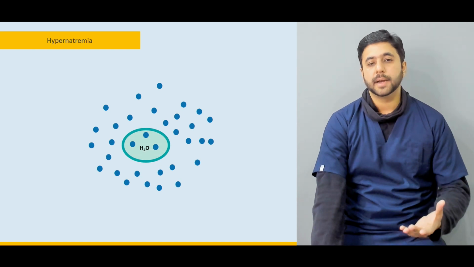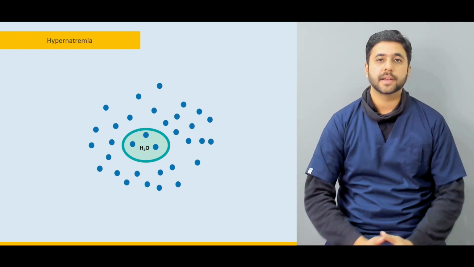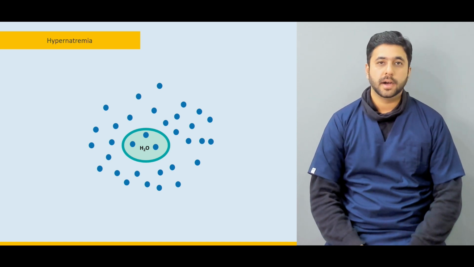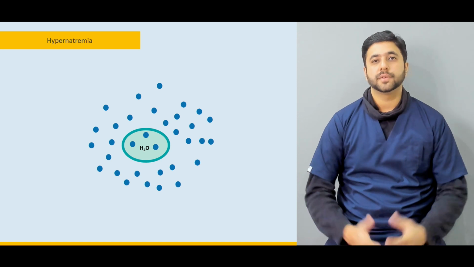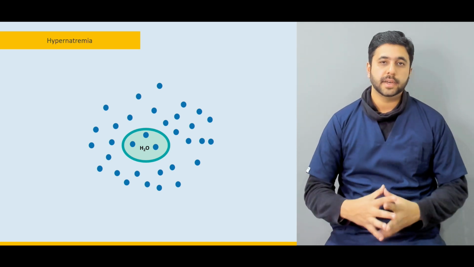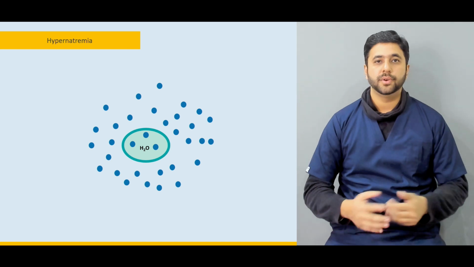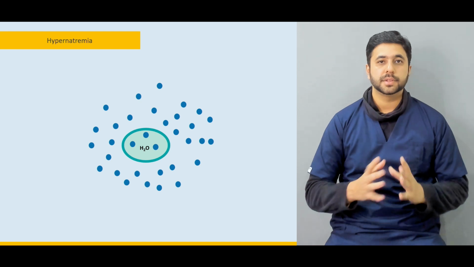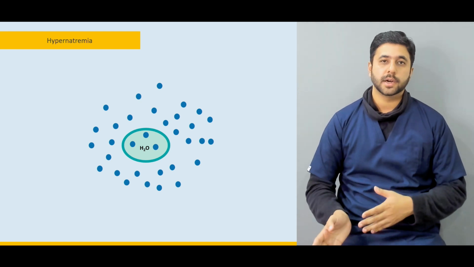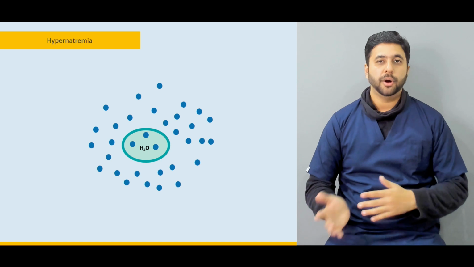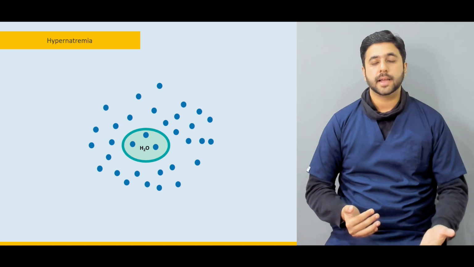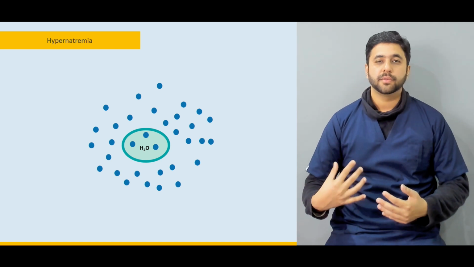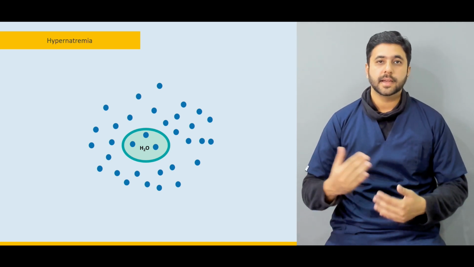What happens now with hypernatremia is that the extracellular fluid, or the plasma specifically, is hyperosmotic or hypertonic. This draws water out of the cells. Now, as we saw in hyponatremia, when the extracellular fluid or the plasma is expanded, the water moved, following the rule of osmosis, from outside the cells to inside the cells. In hypernatremia, the opposite happens.